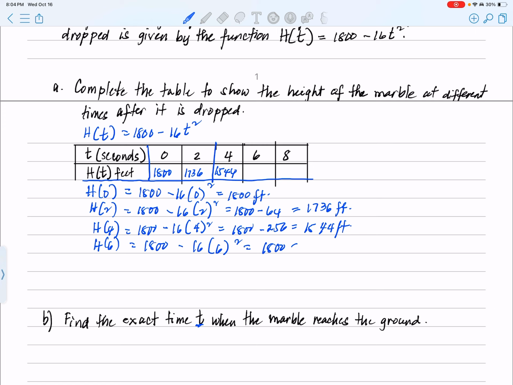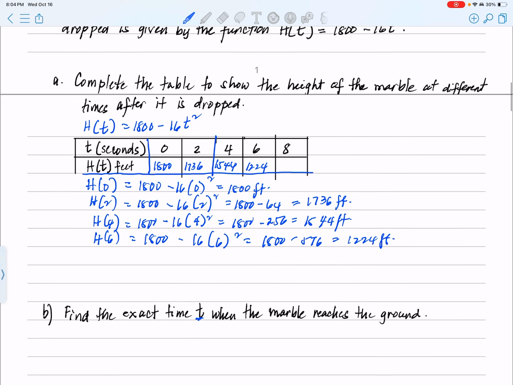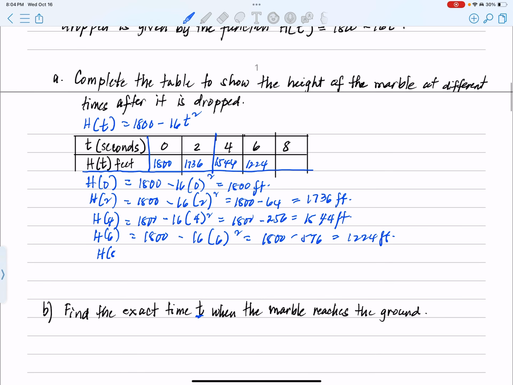6 squared is 36, times 16. That is 576. So you have 1,224 feet. So when h of 8, time is 8 seconds. So 1,800 minus 16 times 8 squared, that would be 1,800 minus 1,024. 8 squared is 64 times 16, that's 1,024. You have the value of 776 feet.